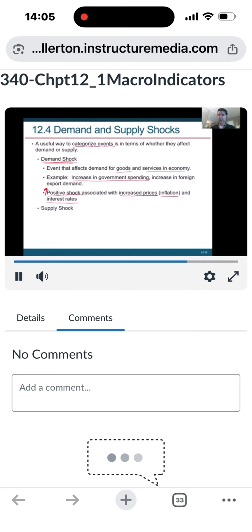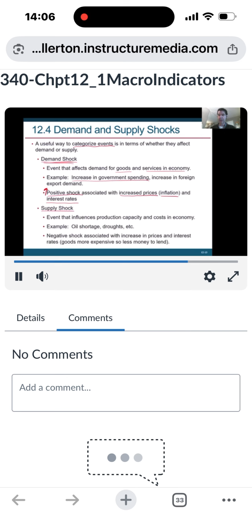We can also do it on the supply side if something is a supply shock. So what would these be? An event that influences productive capacity, right? So it might be something like an oil shortage, okay? So there's an oil shortage and there's less oil, so the supply of oil went down, okay? Or a drought, right? Like bad weather hits orange crops in Florida, and so they all get wiped out. And so what is it? The supply of oranges drops, okay? So that would be a negative shock.